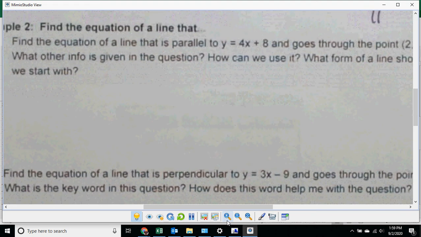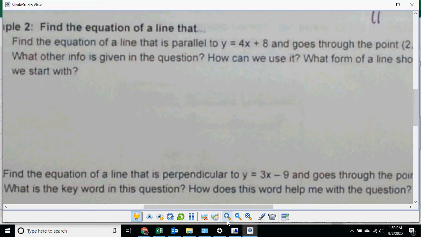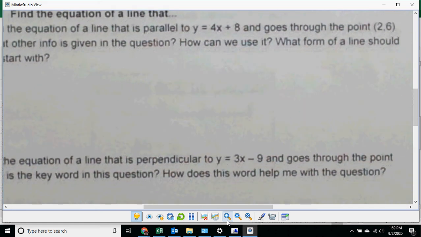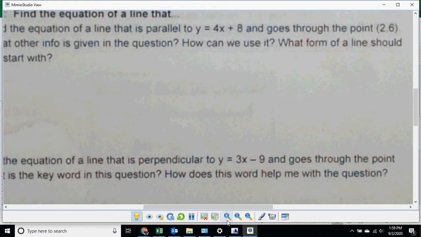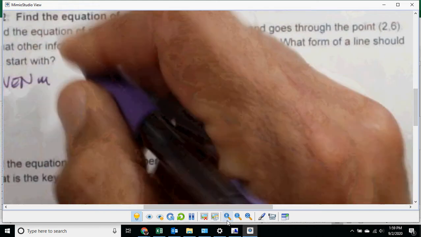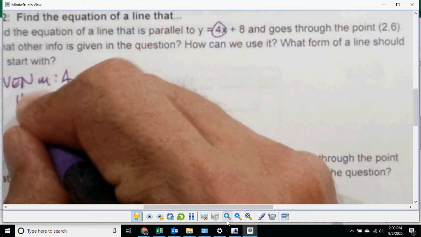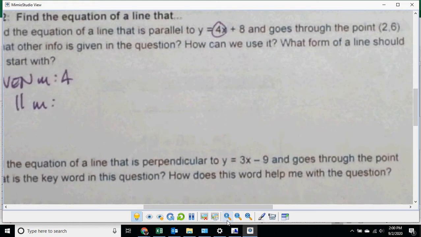Now, find the equation of a line that. All right. So, first question. We have a line that is parallel to y equals 4x plus 8 and goes through the point 2, 6. So we're going to use our point slope formula to figure it out. We need to determine the slope that we want to use and the point that we want to use. So our given slope is right here. It's 4. So a parallel slope to 4 is also 4.